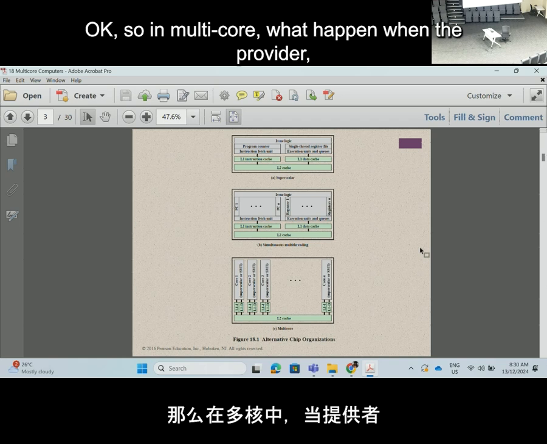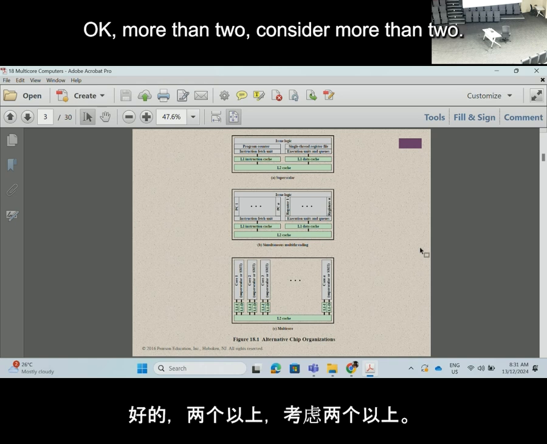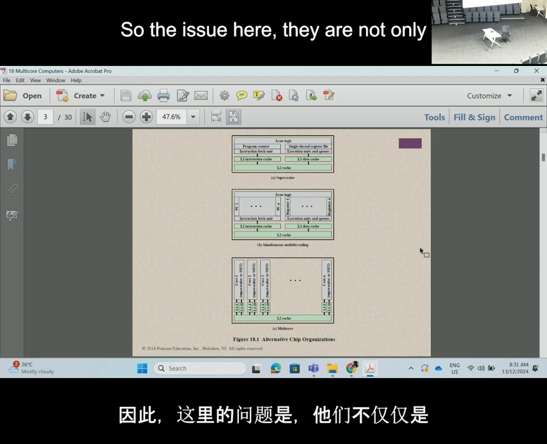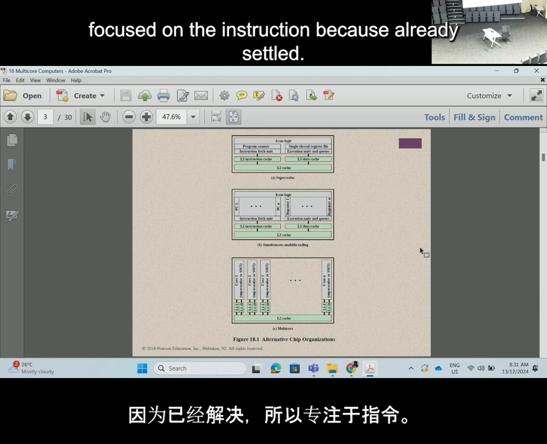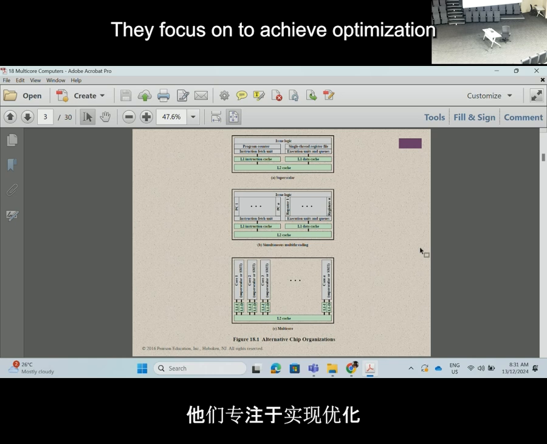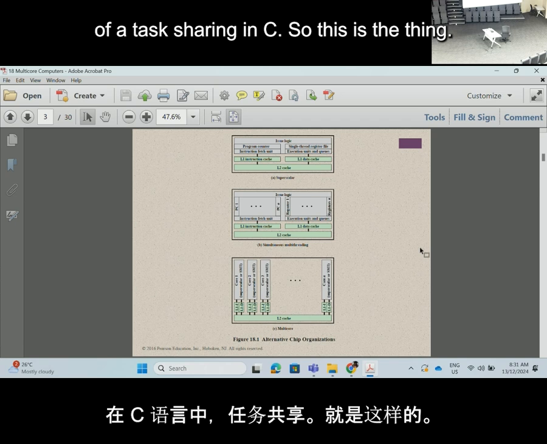Okay, so in multi-core, what happens when the provider, the manufacturer, comes with more than 1 core, consider more than 2 cores. The issue here is they are not only focused on the instruction because that's already settled. They're not focused on multi-thread because that's already settled. They focus on achieving optimization for all, which is focused on task sharing, the organization of task sharing in C. So this is the thing.